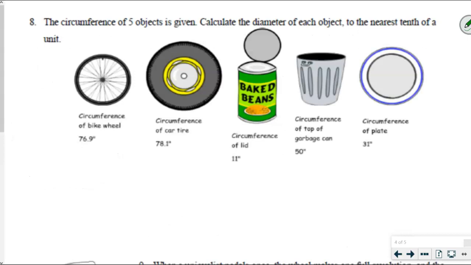Okay, what about now? These problems say the circumference of 5 objects is given. Again, the circumference of these objects is given. You need to calculate the diameter. How are you going to do that? If I'm giving you the circumference, how are you going to find the diameter? Davin. Divide it by pi.